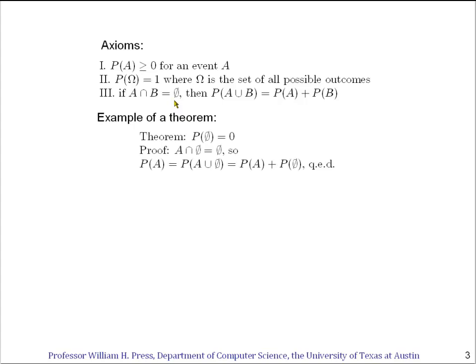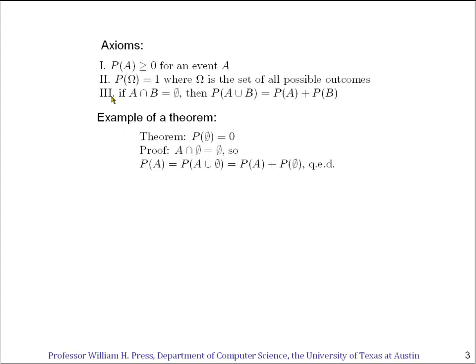So if we were really going to go down this road and prove theorems, we'd do things like this. Here's a completely trivial theorem, but just to show you that it follows from the axioms. The theorem says the probability of the null set is 0. You'll notice that we didn't introduce that as one of the axioms, so we have to prove it. The proof is: take any old set A, and A intersected with the null set is the null set. That's simply a property of sets.